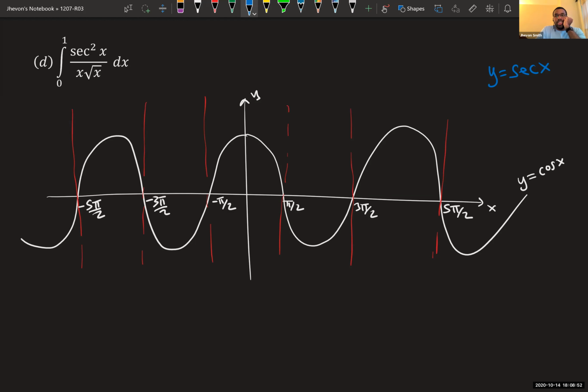Let's look pointwise. What happens to secant when the cosine hits its maximum? What is the value? It's 1. So whenever the cosine hits 1, the secant will also hit 1. What about when the cosine hits -1? Secant is also going to hit -1, right?